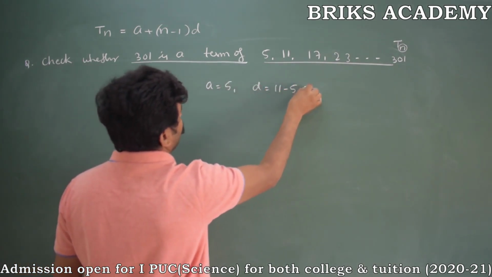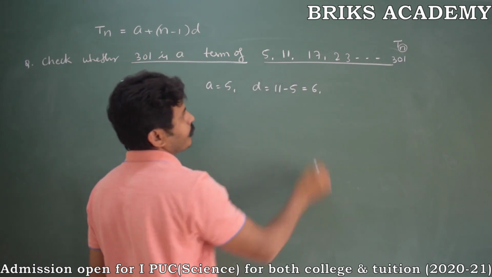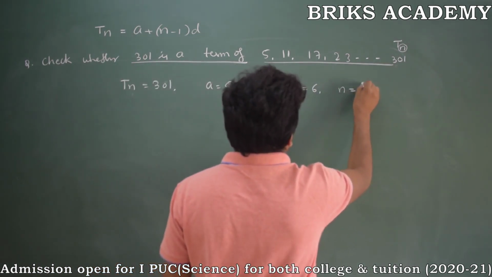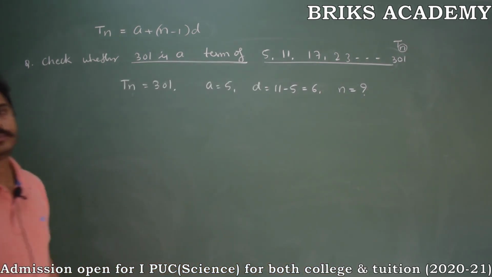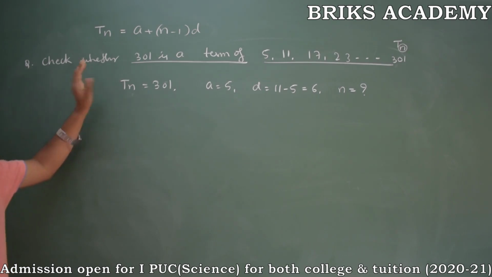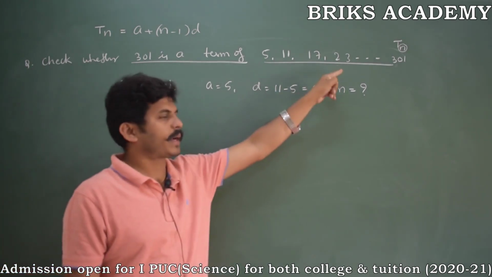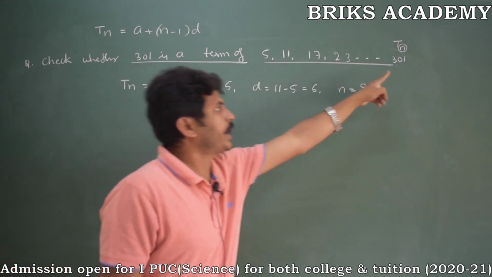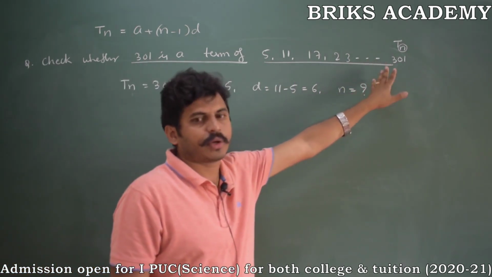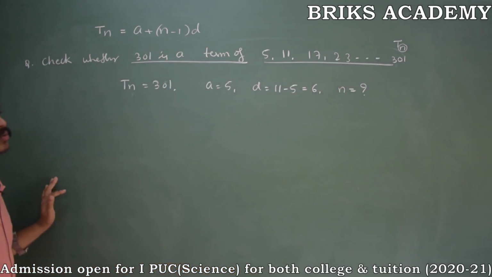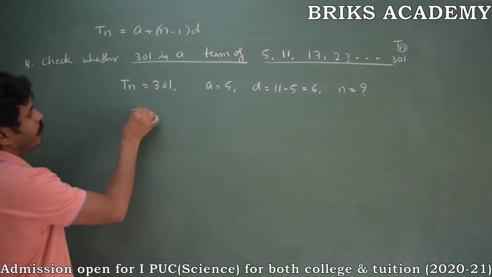11 minus 5, how much? Is it 6? Yes or no? This is your nth term. I need to indirectly calculate the n value, not directly. They did not say find out the n value. I have to find out the n value indirectly because all other terms I know. A I know, common difference I know. If I treat 301 as the nth term, the nth term is also known. Then what remains? n. So what is your nth term formula?